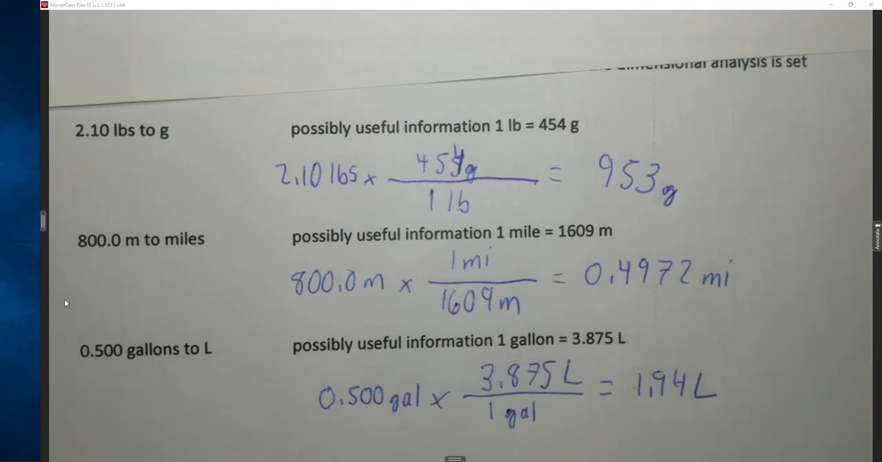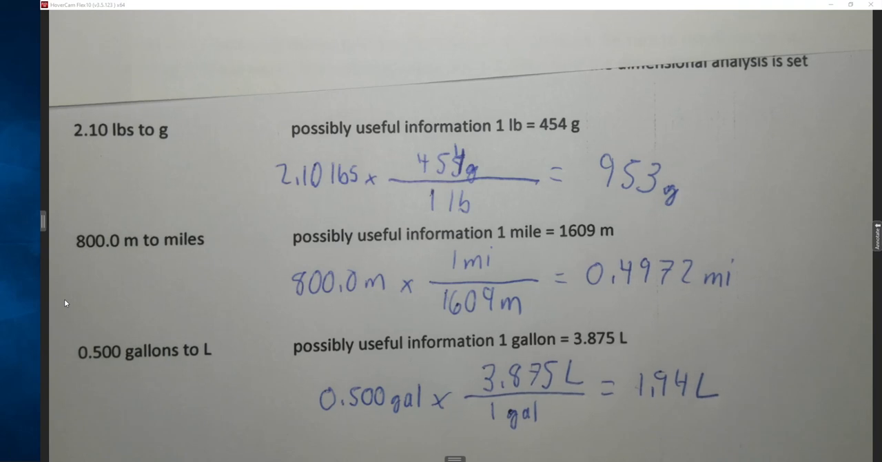1.94 liters. So now you know that a half a gallon of milk is slightly less than a 2-liter bottle of Coke. Okay, you get slightly more Coke, not a lot, but a little bit, compared to the half gallon.